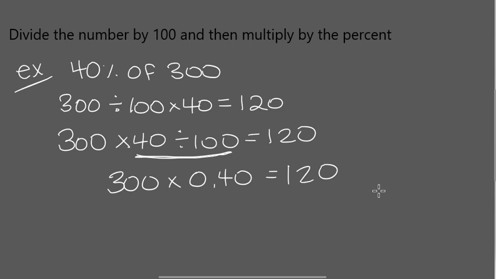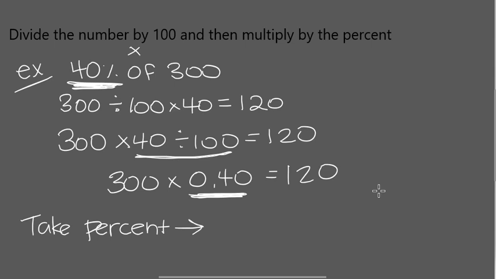So like I said, if you'll notice here, this is the percent in decimal form. And remember, of is typically a hint to multiply. So sort of a shortcut for finding percent of a number is you take the percent, change it into a decimal, and then multiply.